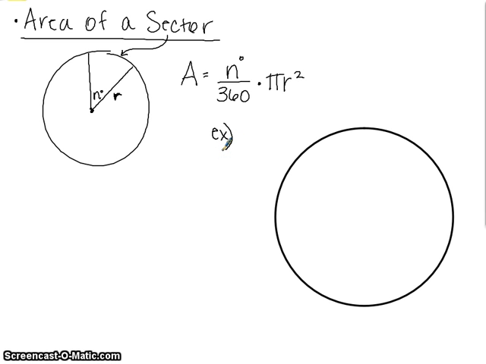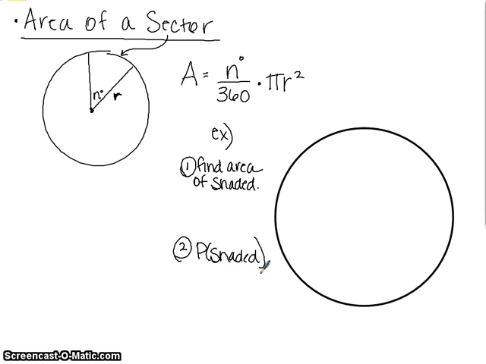And for this example, we first of all want to find the area of the shaded region. Then we want to find the probability of that shaded region. So this one is going to almost be like a spinner on a game board, like you spin the arrow in the middle. So if that's our center, let me see if I can get this right here.